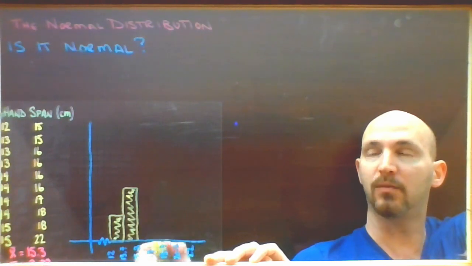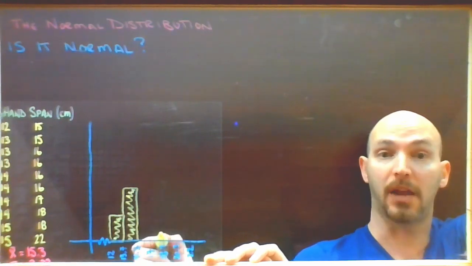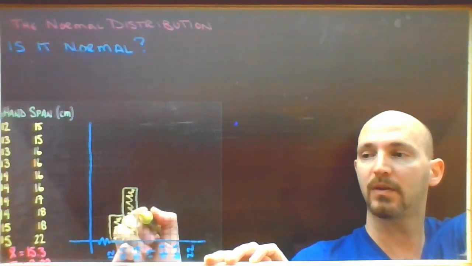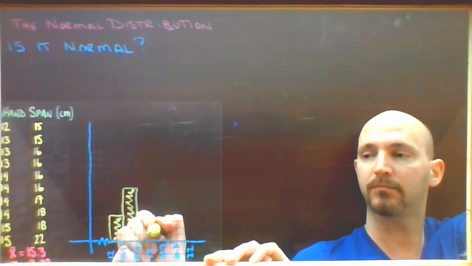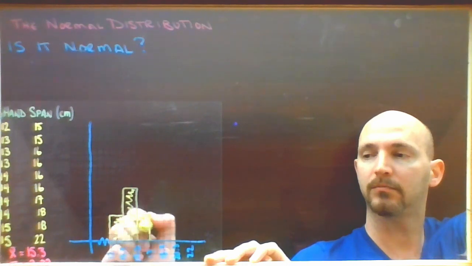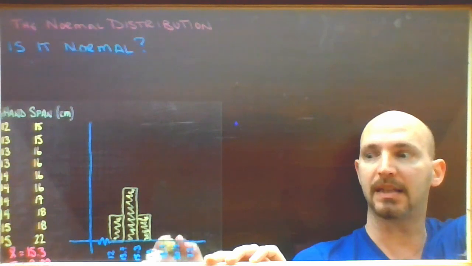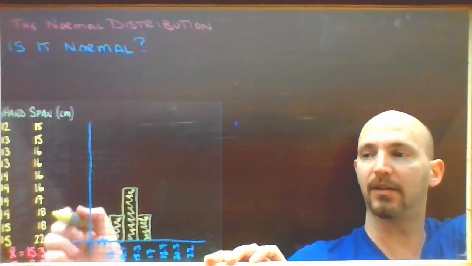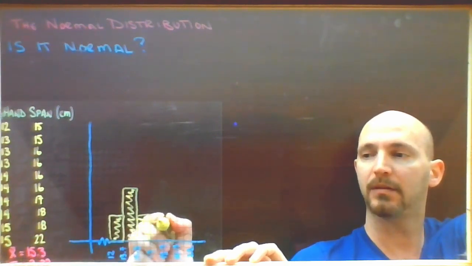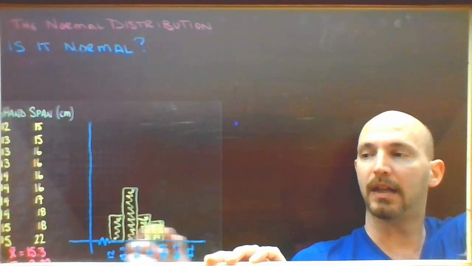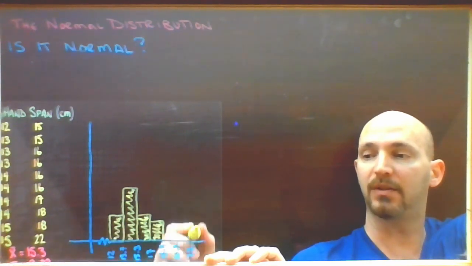15.3 to 17 would be my 16s, but not the 17s. So there are 1, 2, 3, 4 of those. 17 to 18.7 would be the 17s and the 18s, and there are 3 of them. And my last data point, the 22, well, that would be out here.